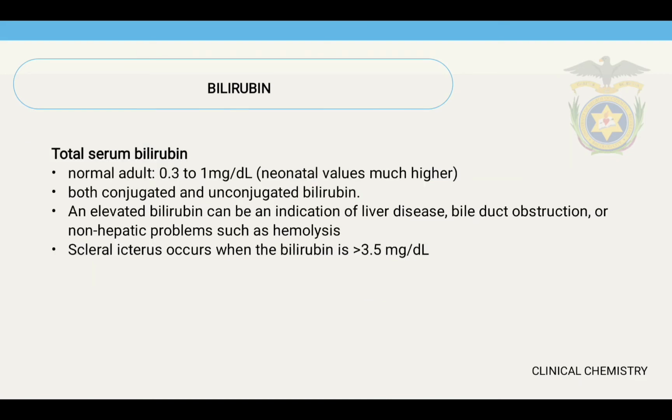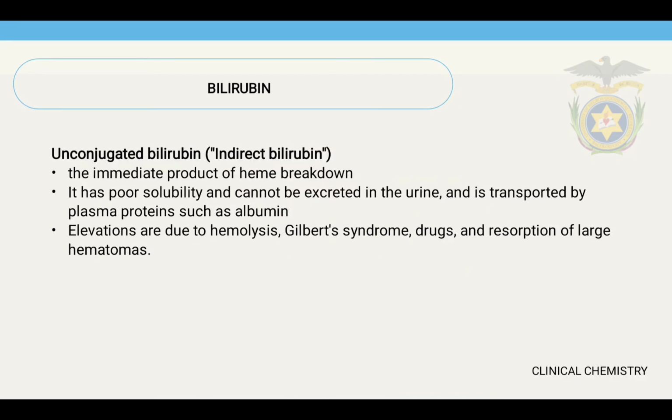Total serum bilirubin has a normal value of around 0.3 to 1 mg per dL in adults. However, this may be higher in neonates. It measures both conjugated and unconjugated bilirubin, and an elevated bilirubin can be an indication of liver disease, bile duct obstruction, or non-hepatic problems such as hemolysis. Sclera icterus, basically the yellowing of your eyes, occurs when bilirubin is greater than 3.5 mg per dL.